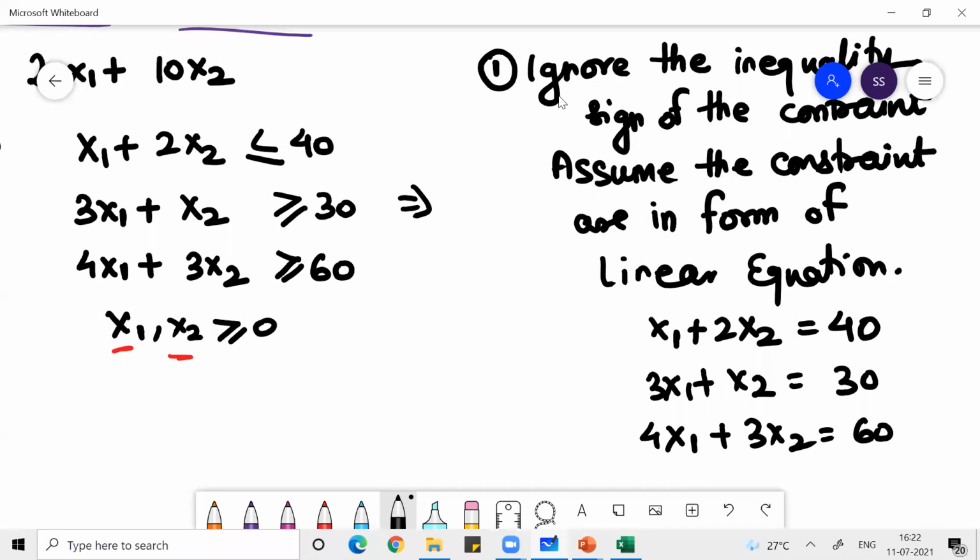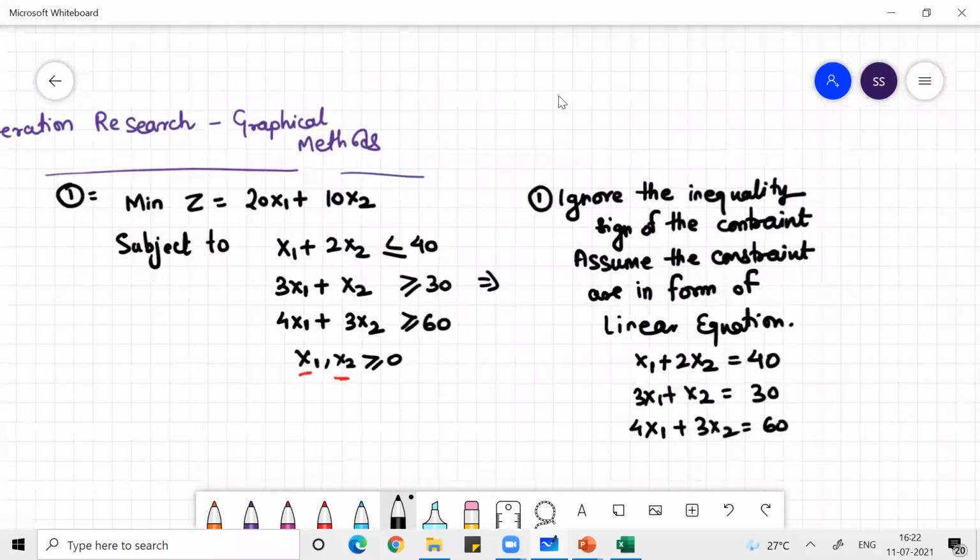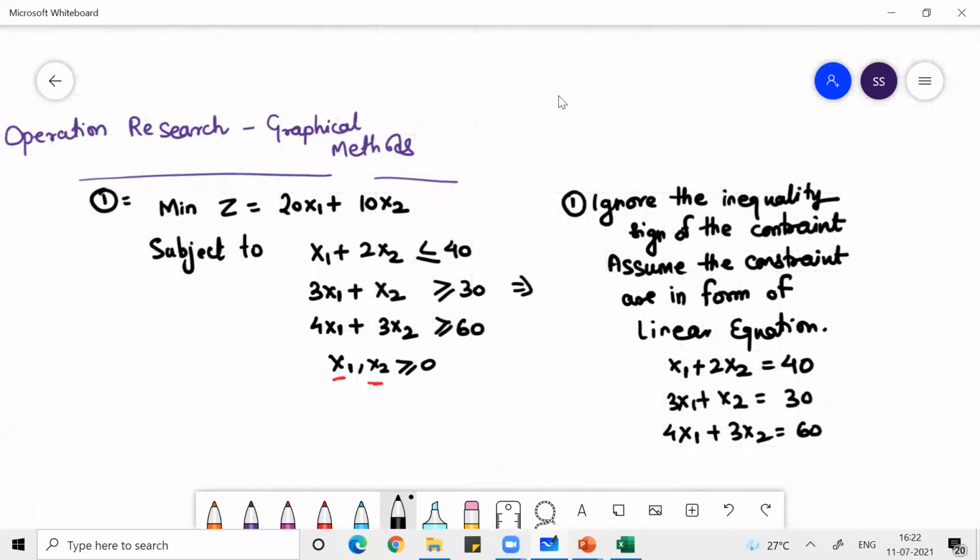Anyone, any doubt? No, sir. Okay, thank you. So I removed the inequality sign of the constraint. I made the given equation to be in the form of equality sign with the linear equation. Now I have three linear equations.